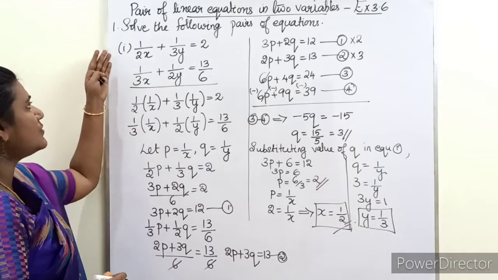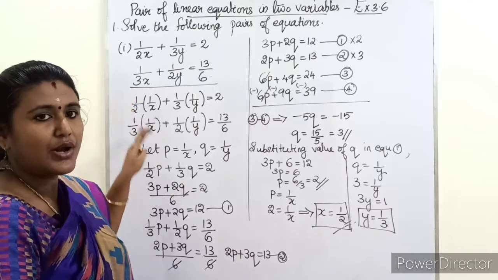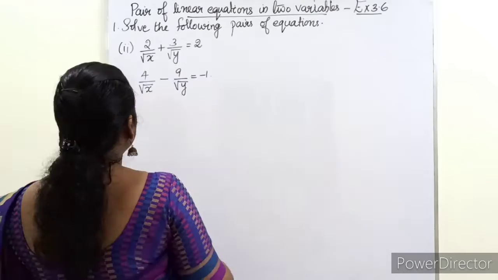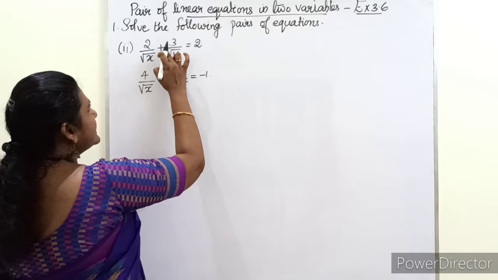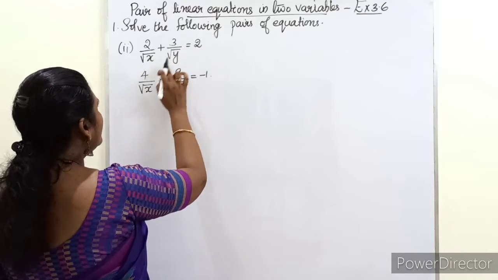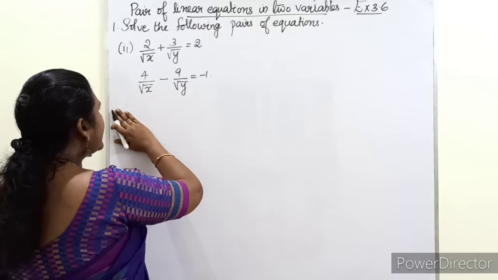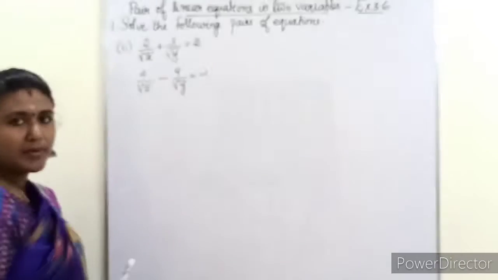So this is the solution of this equation. Now the second one. So question number 2. 2 by root x plus 3 by root y is equal to 2. 4 by root x minus 9 by root y is equal to minus 1.